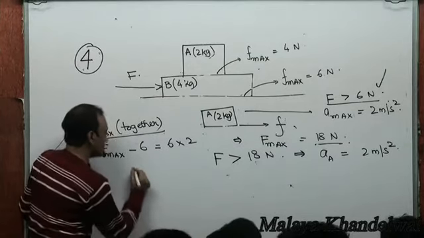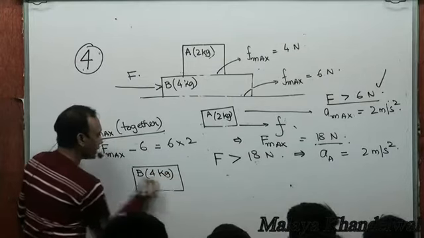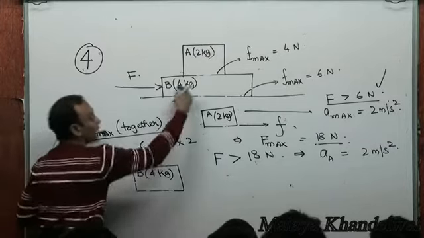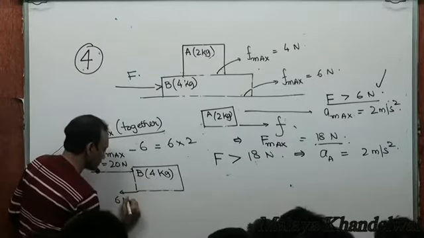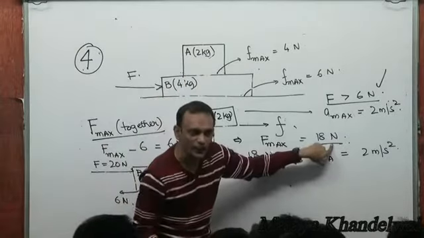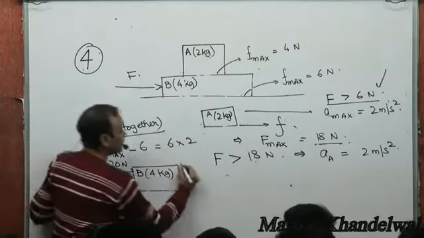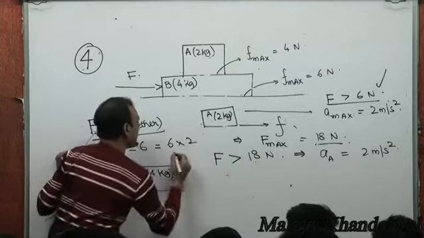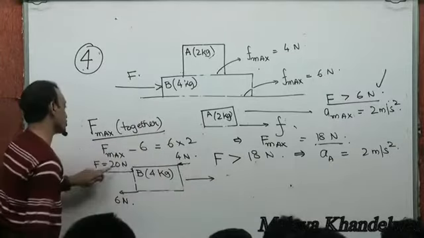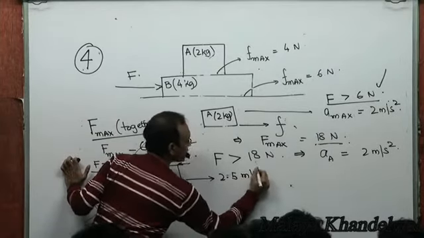And now, for F greater than 18 newtons, look at B. B is 4 kgs. Say F is 20 newtons. Ground will exert on B 6 newtons. There is relative motion between A and B. Slipping between A and B will commence beyond F equal to 18 newtons. So B will exert on A maximum static friction of 4 newtons. Yes or no? So very clearly the acceleration of B would be (20 minus 10) by 4, which is 2.5 meters per second squared.